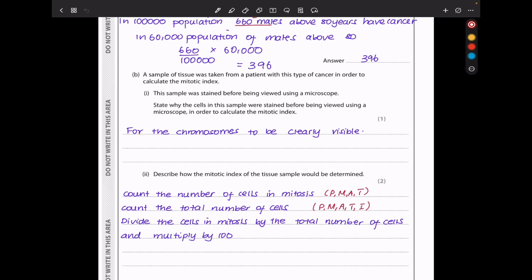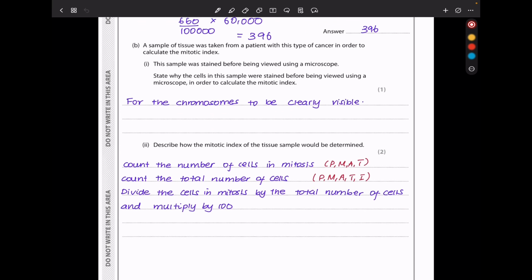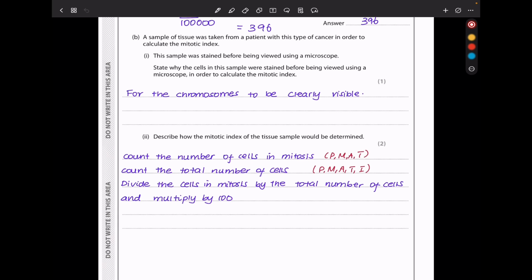And again, remember, when we're calculating the mitotic index, we observe the chromosomes so that we can see which cells are in mitosis and which cells are not. So the chromosomes should be visible. That is why staining is carried out. And next they say describe how the mitotic index of the tissue sample could be determined.